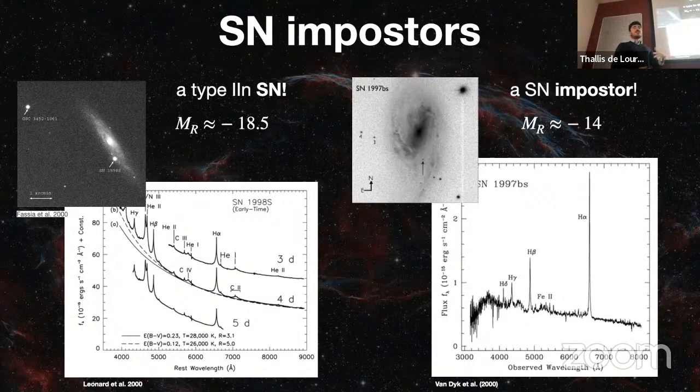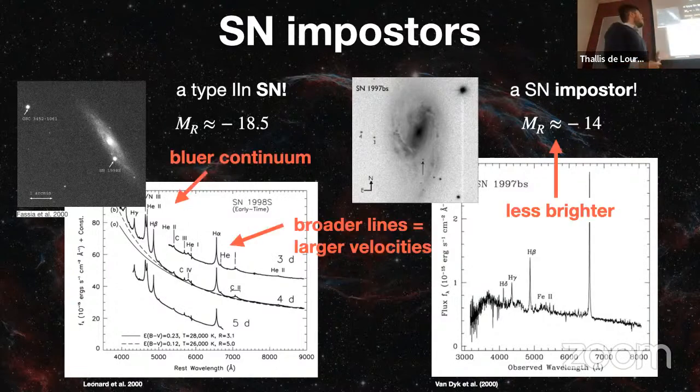So here I put two cases: supernova 1998S, which is a type 2N supernova, and 1997BS, which was classified as a type 2N, but then people found out it was a supernova imposter. It was a stellar explosion; the star was still alive, it didn't end up in a supernova. The spectra of them are very similar to each other, but there are some hints, some clues that we can identify to see which one is an imposter or a real supernova.